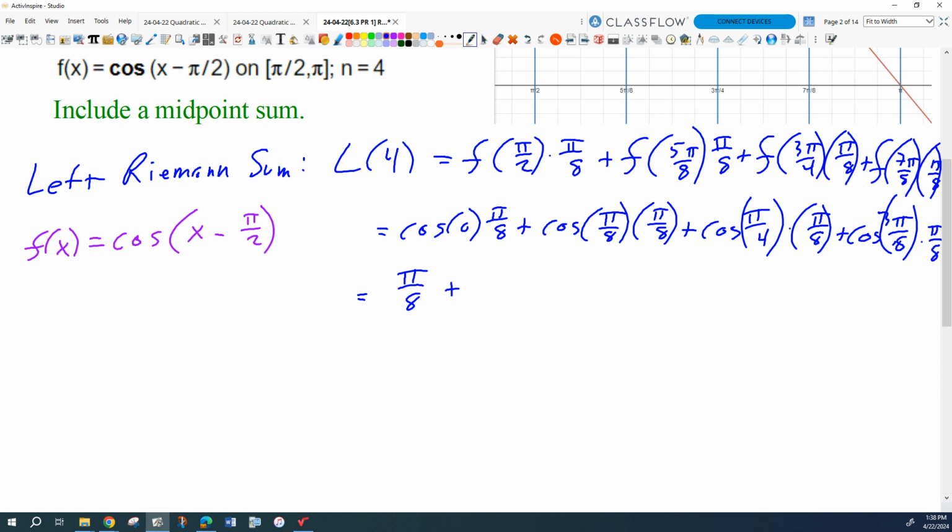Makes sense? No one's going to expect you to know what cosine of pi eighths is. Plus whatever pi eighths times cosine pi eighths is. Third one, cosine of pi fourths, we do know. What's that? Square root of 2 over 2. Square root of 2 over 2 times pi eighths plus, and the last one, cosine of 3/8 pi, that is not a unit circle number, so that's a calculator number.